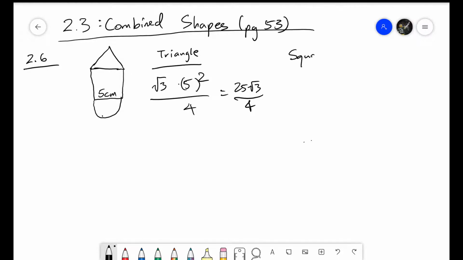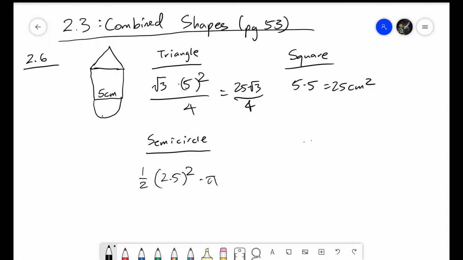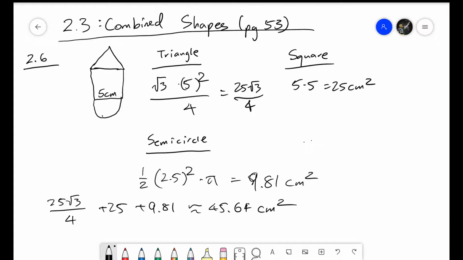The area of the square is next. Each side length of the square is 5 centimeters. Therefore, the area of the square is equal to 5 times 5 equals 25 centimeters squared. Finally is the area of the semicircle. The radius of the circle that the semicircle is 1/2 of is 2.5 centimeters. Therefore, the area of the semicircle is equal to 1/2 times 2.5 squared times pi, which is approximately 9.81 centimeters squared. Then to find the area of this combined shape, you simply add 25 root 3 over 4 plus 25 plus 9.81, which is approximately equal to 45.64 centimeters squared.